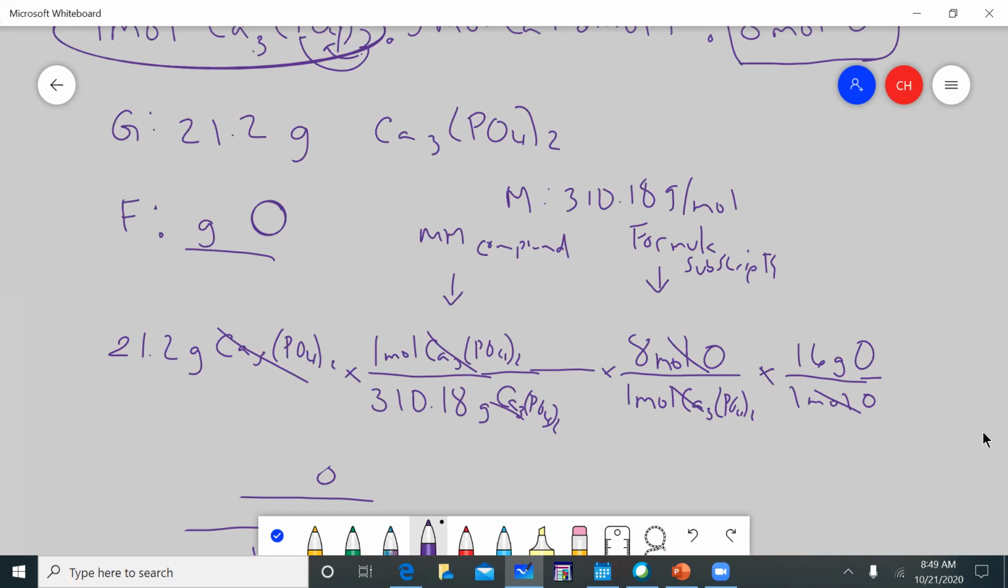That flow chart, or that gram to mole to gram, is going to come up over and over again, especially when we get into stoichiometry, which is where we use balanced equations to do a similar sort of process. I ended up with 8.75 grams of oxygen. This number should always be less than the number of the compound, because the mass relationship, right, the individual amount, the mass should be less than the total mass.